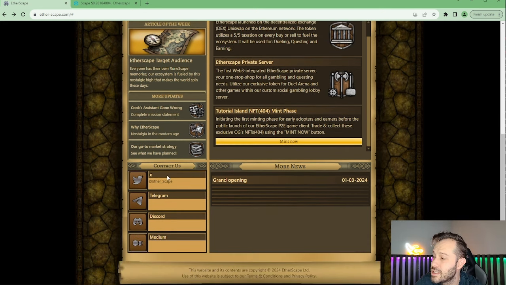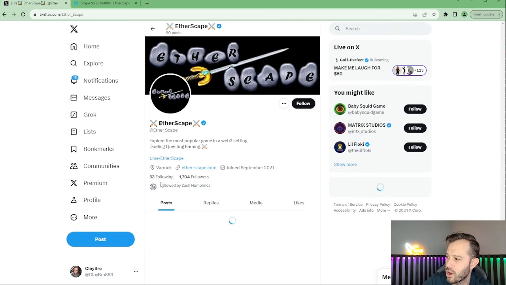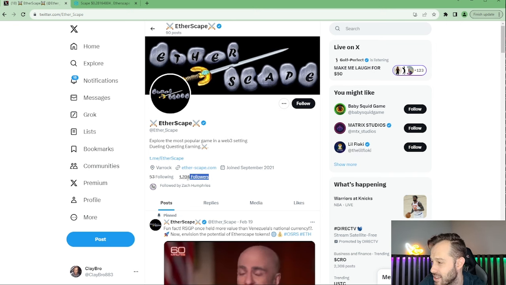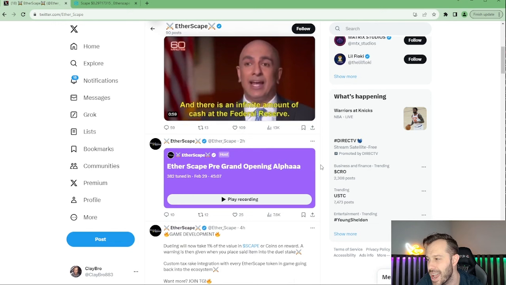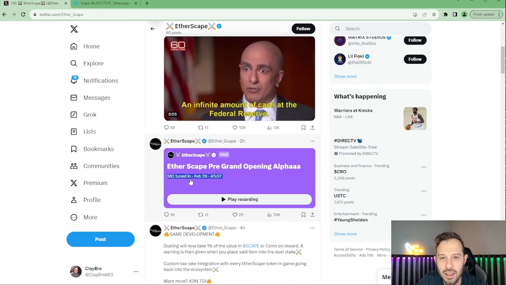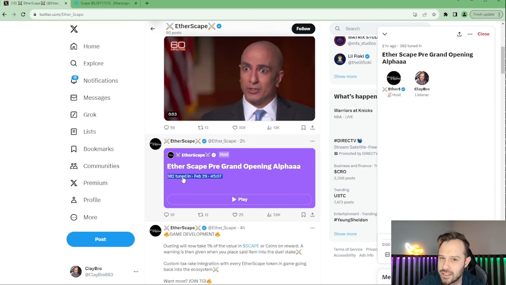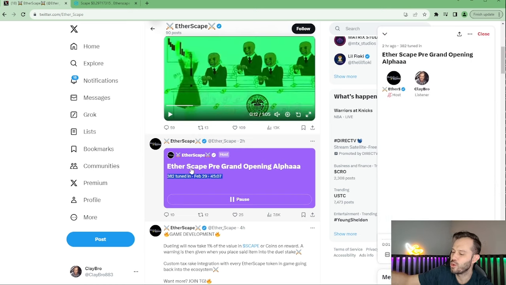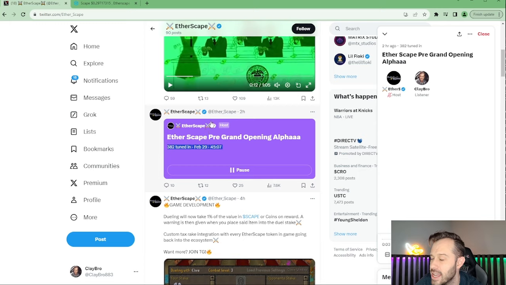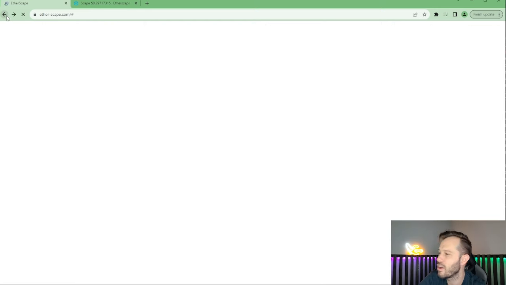Now, if you guys are interested in contacting them, of course, you want a little clarity, you want a little support before you go out and buy one of their tokens, you do have their X account. You can click this button right here. It is going to pull up their X. 1,700 followers. One thing I want to show you, look at the latest X Space they did. They had 382 people tuned in, and this project is just getting started. 382 people ready to make their way in Etherscape. Very, very good to see there.